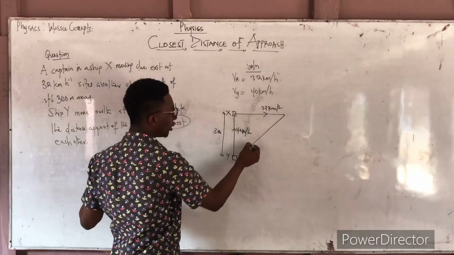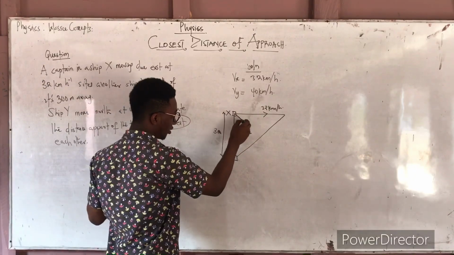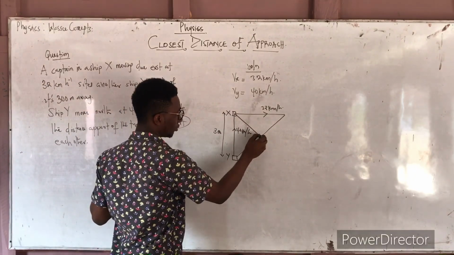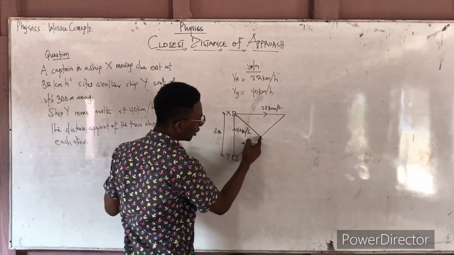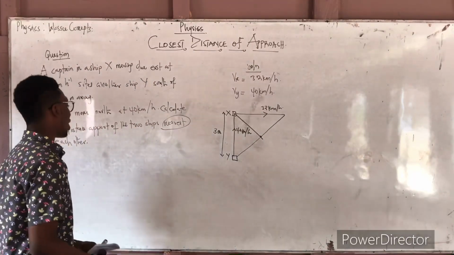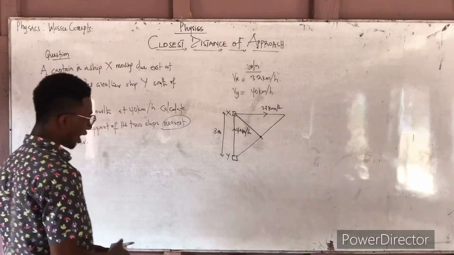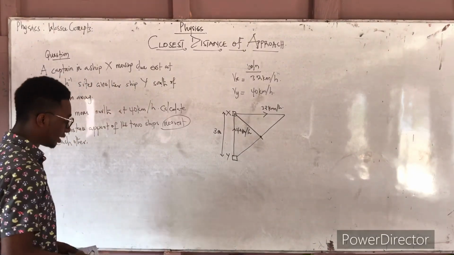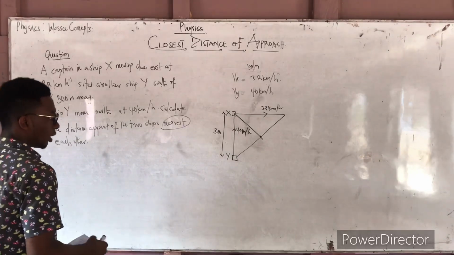So therefore, if we join this to this, we can now find the closest distance of approach, which becomes here. If this is supposed to move this direction, and this is supposed to move this direction, they can easily meet. That is the nearest distance apart of the two ships nearest to each other. Okay, and since we get this, how do we find the closest distance of approach?